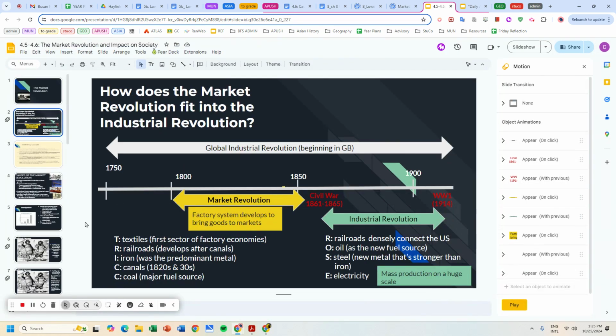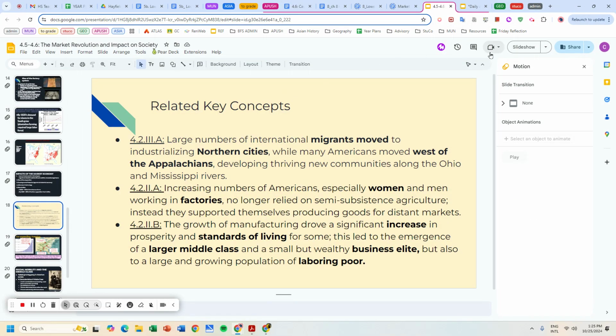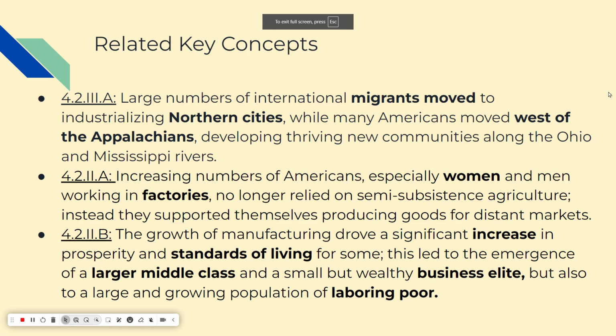All right, so let's continue on here. And today we're really looking at the social impact of the market revolution. Following the War of 1812, migrants flood into the west. They move west of the Appalachian Mountains up to the Mississippi River. We also see people working in factories, and the new group that's going to be working in factories would be, of course, women.